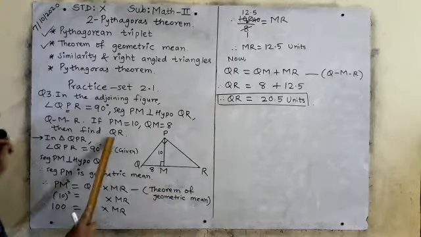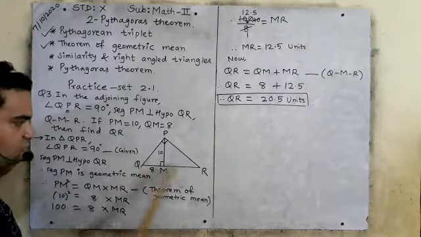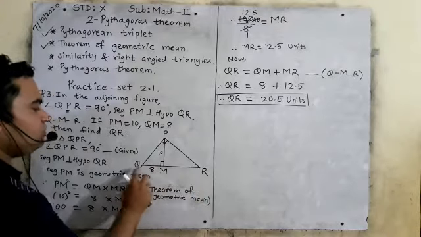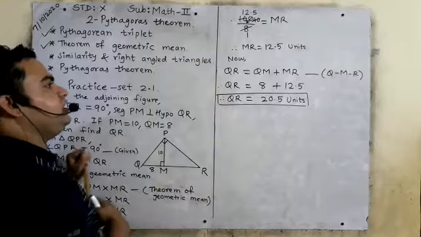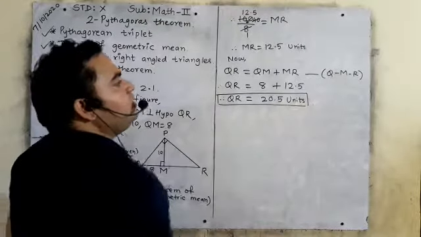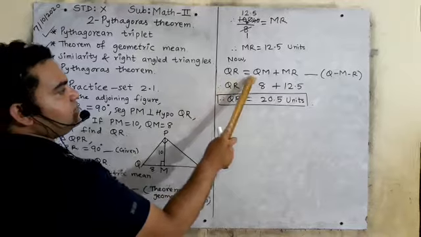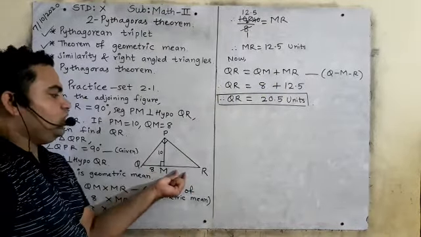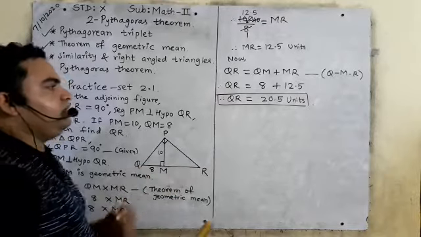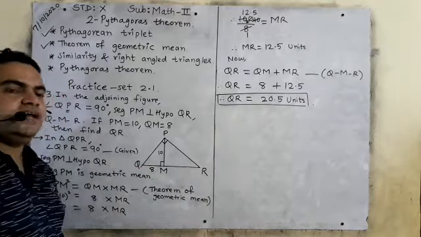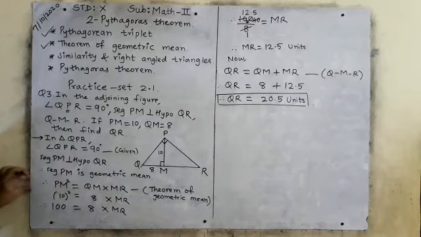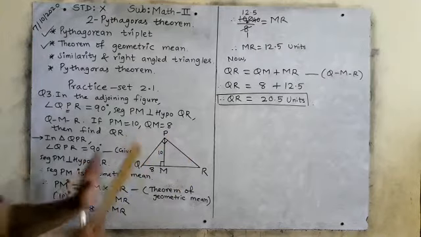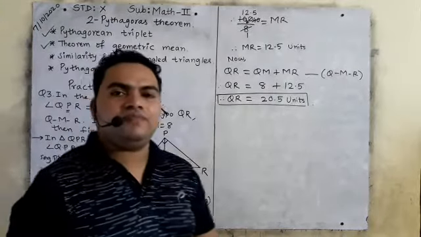Now we have to find QR, hypotenuse QR. So QR is possible by the addition of QM plus MR because Q, M, R are collinear points. Can you see they are collinear points? So I have to write QR is equal to QM plus MR. So QM is 8 and this is 12.5. So QR will be 20.5. So this is how we use the theorem of geometric mean here, using this figure, and we find the hypotenuse QR. Is it clear?